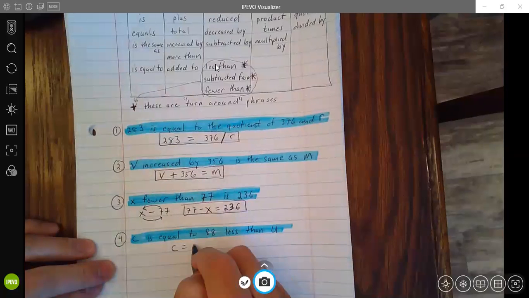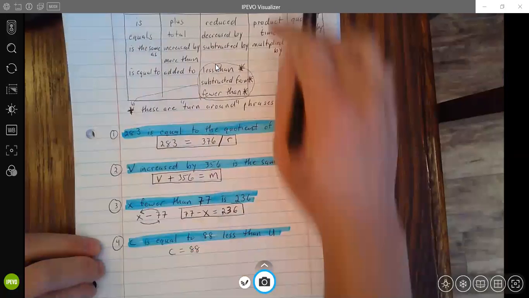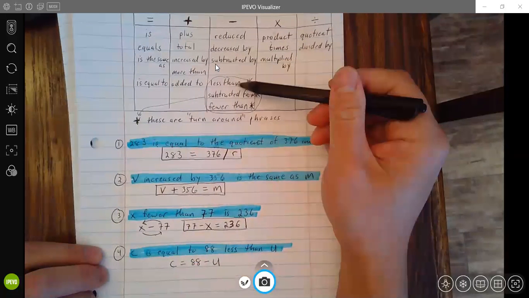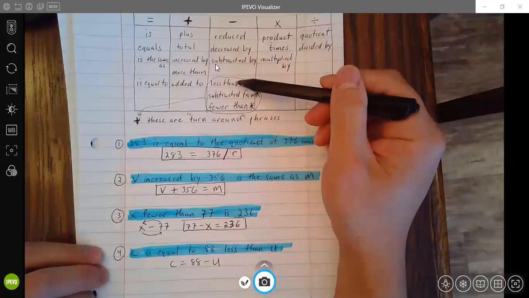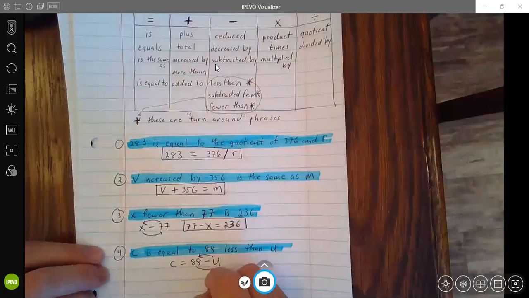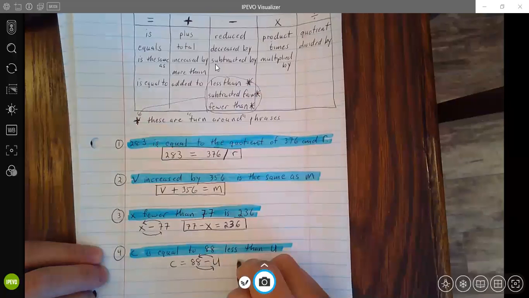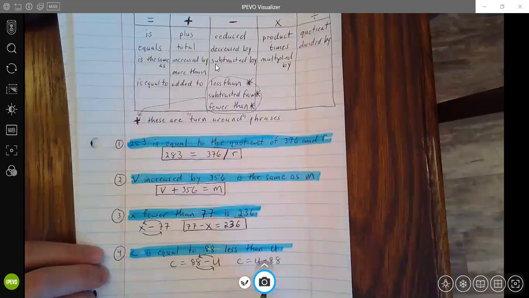So I have 88, and then less than looks like a subtraction, so I'll put a subtraction sign. So 88 minus U. But it's one of the special subtraction ones. It's not one of the ones at the top where we can leave it in the same order. It's one of these 3 here, so it's a turnaround phrase. So I have to flip-flop the U and the 88, because if you put this into IXL, it'll tell you it's wrong. So C equals, not 88 minus U, but U minus 88. So C is equal to 88 less than U.